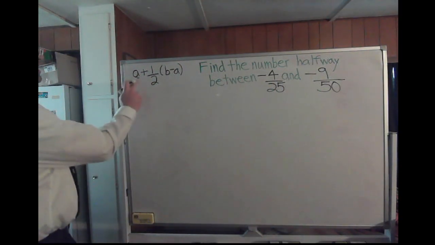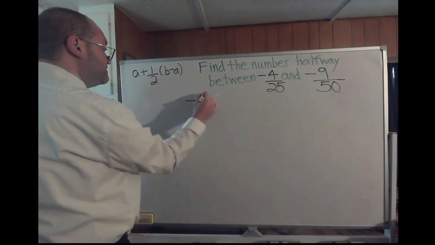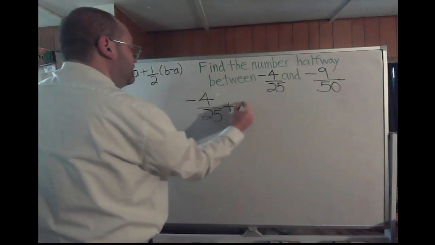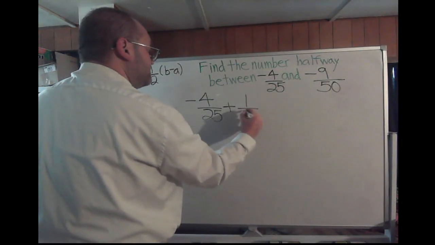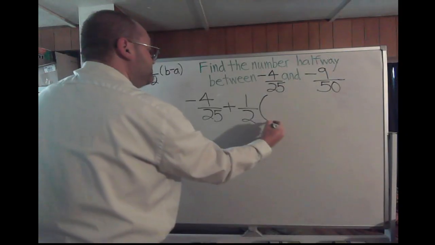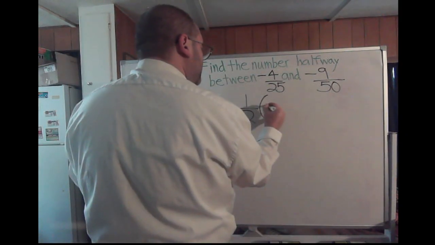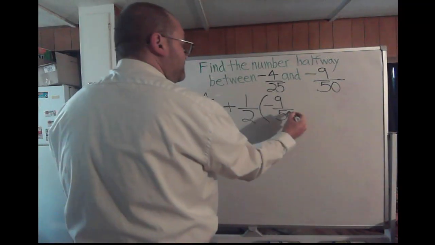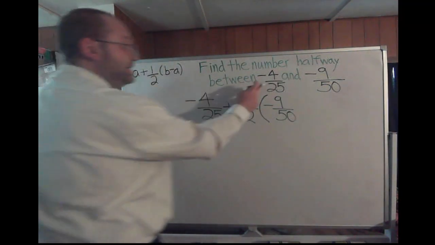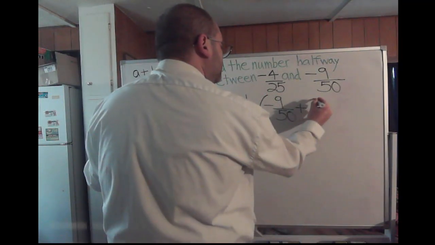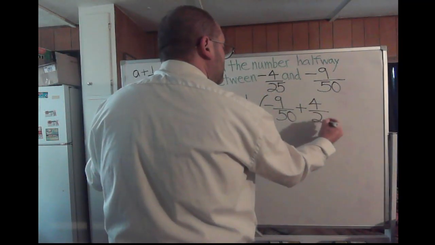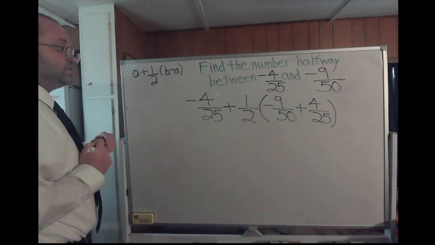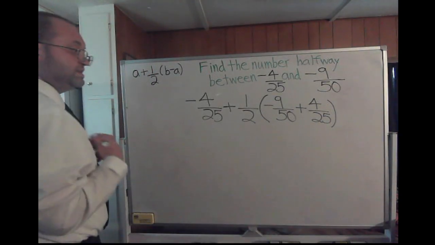Well, take your A, which is your negative 4/25, so you'll have that, plus the 1/2, since it's halfway between the numbers that we're trying to find. 1/2 times your second number of negative 9/50 minus your first number of negative 4/25. Well, minus negative 4/25 would actually be plus 4/25. That's exactly what we would get. So that's what you have going on inside the parentheses.